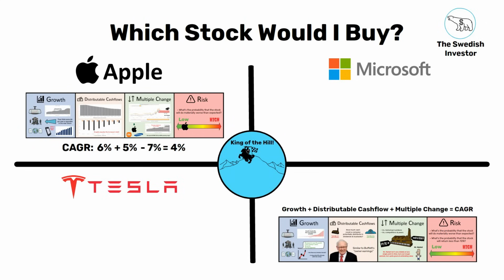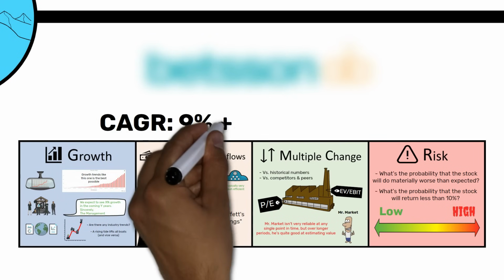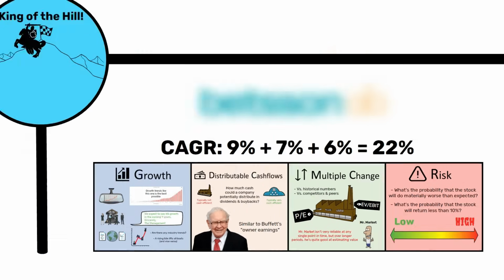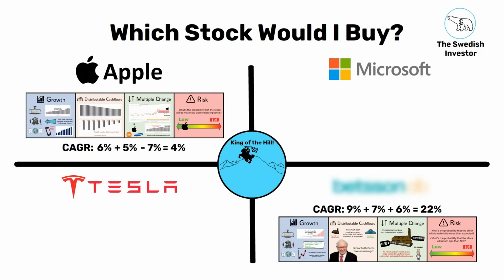By the way, after we've presented Microsoft and Tesla, as a bonus, I'll compare the winner to one of my own stock market holdings, one that we believe can return, wait for it, 22% per year for the next 3 years. So, the winner among Apple, Microsoft and Tesla will be up against some tough competition.